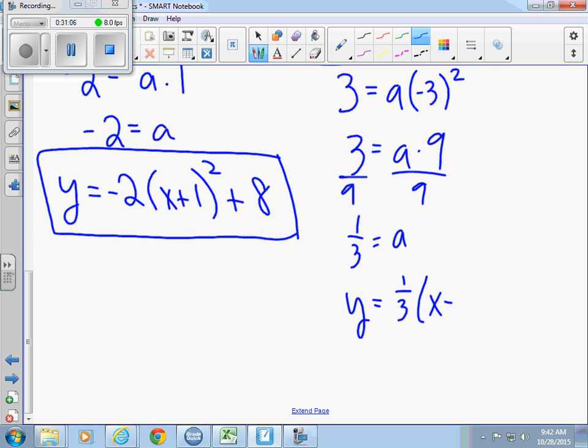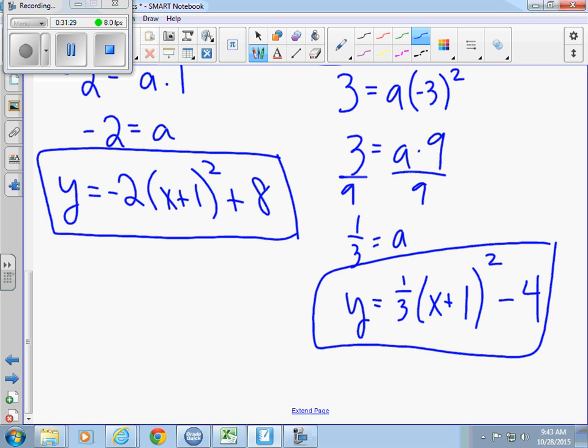What was the vertex form? -4. Was it +1 or -1? +1. So we're going to rewrite the equation now with the A that we found. We're just going to go back to the original and put the A in. Any questions about that one?